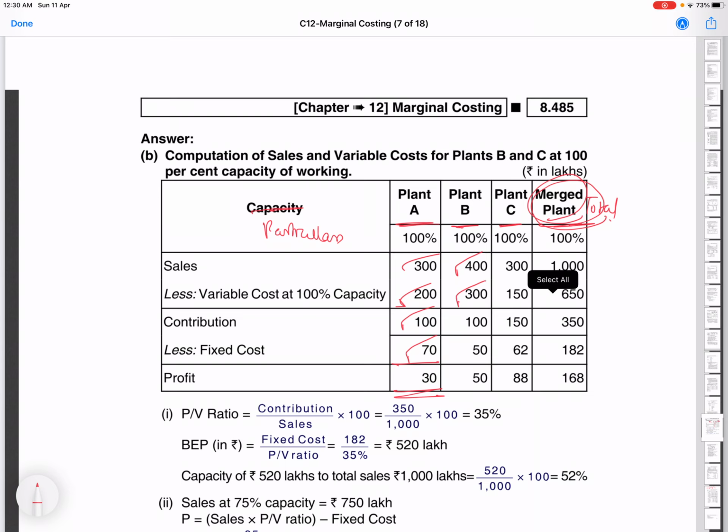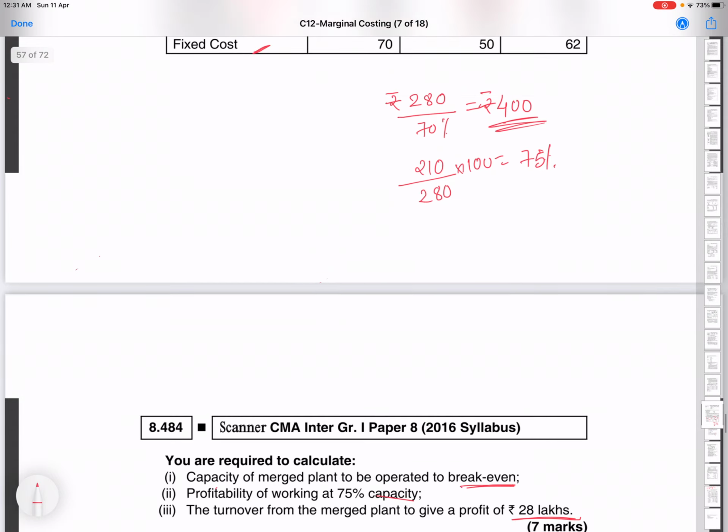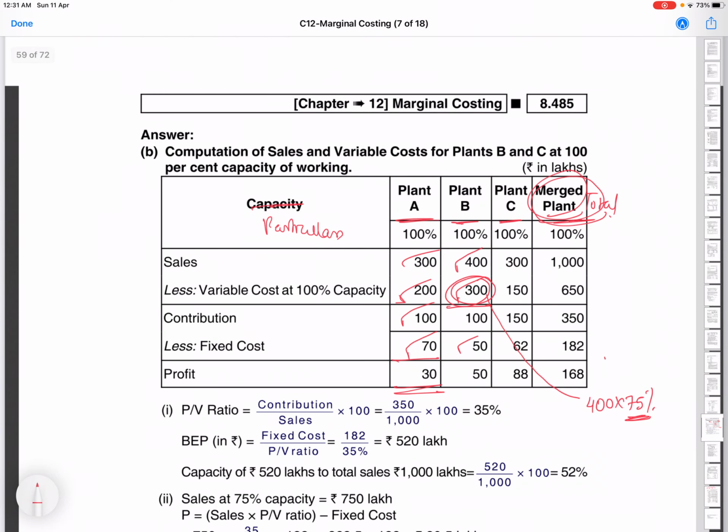I'll get 300. How did I get 300? It's 400 multiplied by 75%, and 75% is what I have calculated above. So it becomes 300, and our contribution becomes 100. Fixed costs remain constant, amount remains constant at 50. So I'll write 50. So my profit is 50.